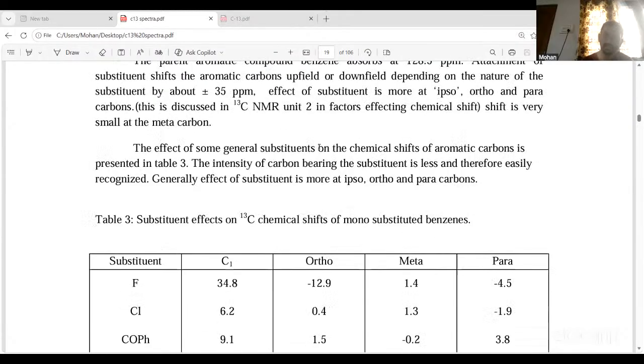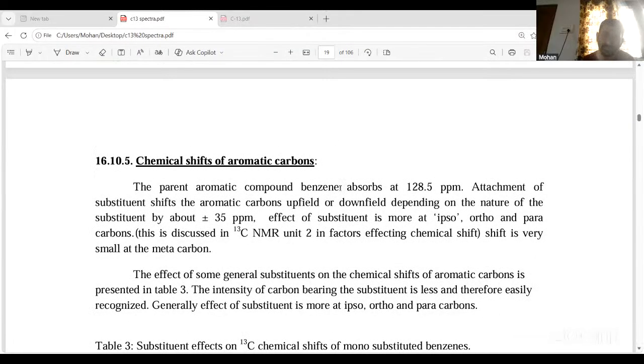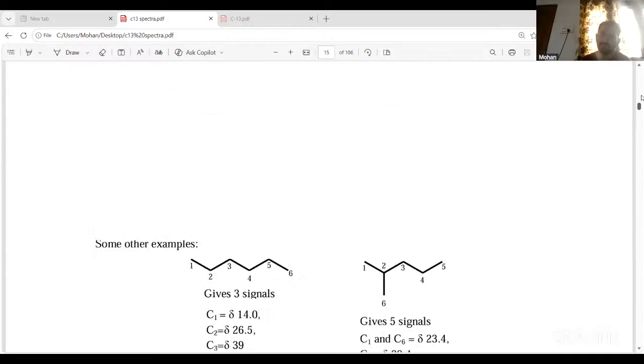Now we'll see the aromatic here. Chemical shift values of the aromatic compound. And generally the aromatic compound chemical shift values, how much are they?